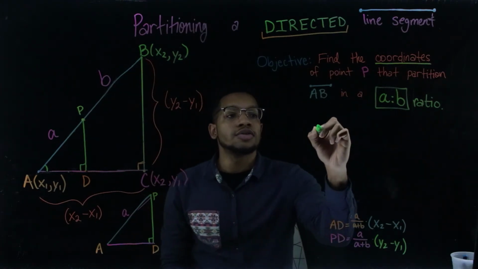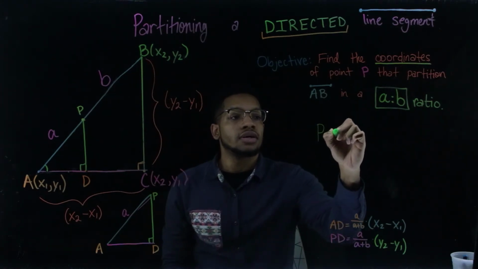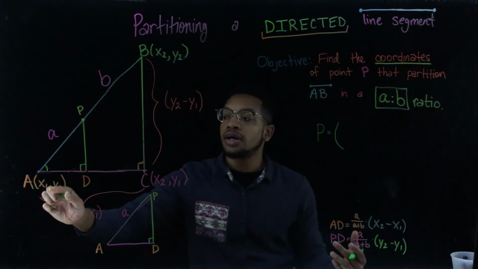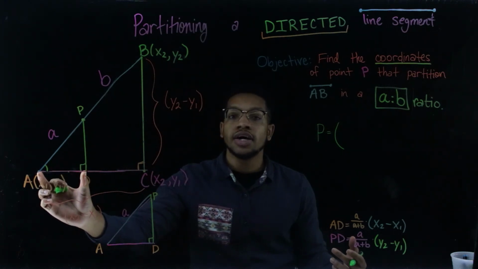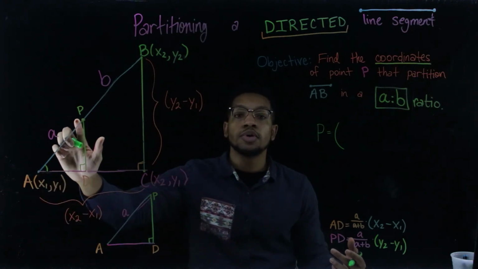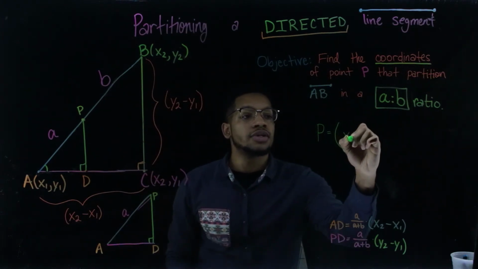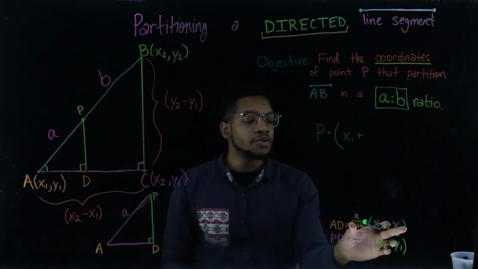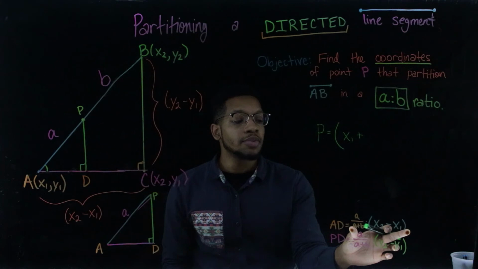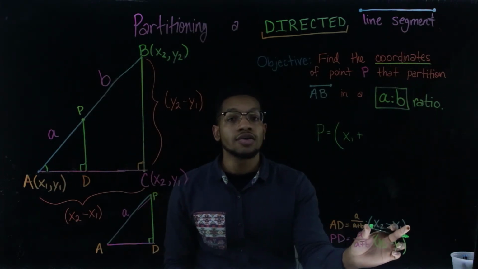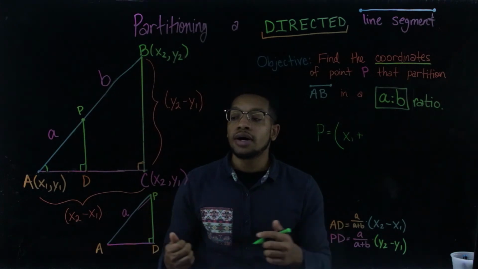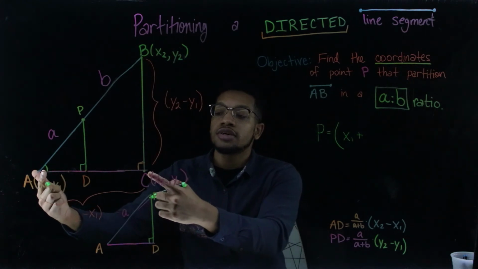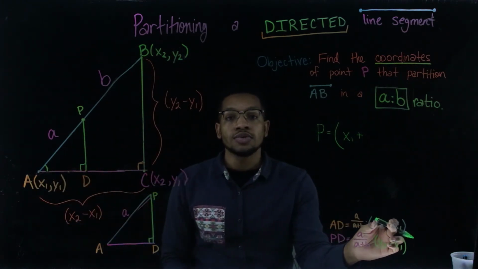All right, so now the coordinates of point P. Again, if I start at x1 for my x coordinate and I go over a distance of AD, that'll put me at the x coordinate for point P. So I'm gonna start off at x1 and then I'm gonna add the distance of AD. Well, what did I say AD was? It was that ratio A over A plus B of that horizontal distance x2 minus x1. And if you think about it, A over A plus B is the fraction that AD is, and that's just a fraction of AC, which is x2 minus x1, so that makes sense.